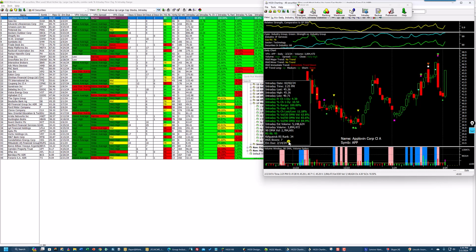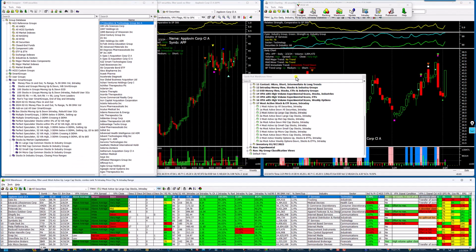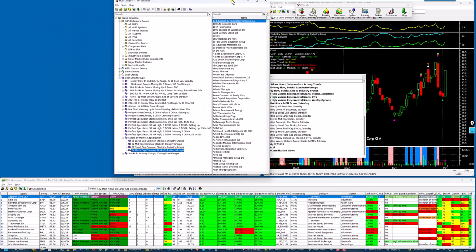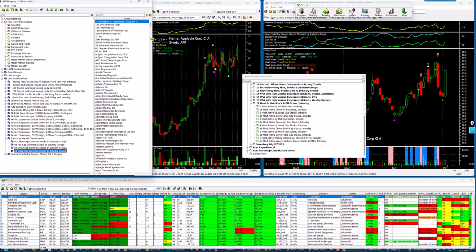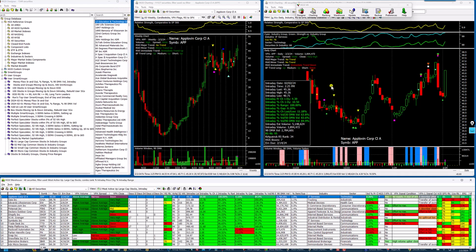Earnings are not due until the 14th, so there must be some news on this. I'm going to minimize this and get it out of the way, and we can look at the daily and the weekly charts. You can see the big move up here, but this stock has been in a strong uptrend. It's been consolidating in an area here, and it's trying to break out on the weekly chart.